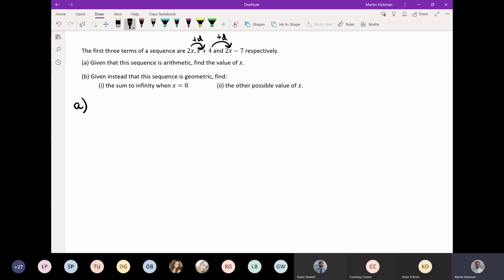So basically what we're saying here is that u2 minus u1 equals u3 minus u2. The second term, take away the first term, has to be the same as the third term, take away the second term, because it's a common difference. And here we're talking about an arithmetic series, so it's a common difference. Now we do x plus 4, take away 2x to begin with, and we know that has to be equal to 2x minus 7, take away the second term, which is x plus 4.